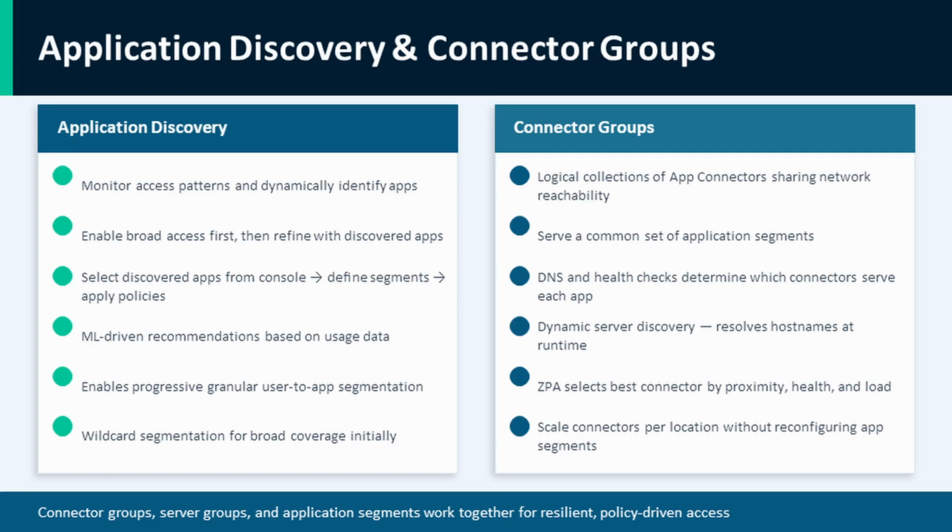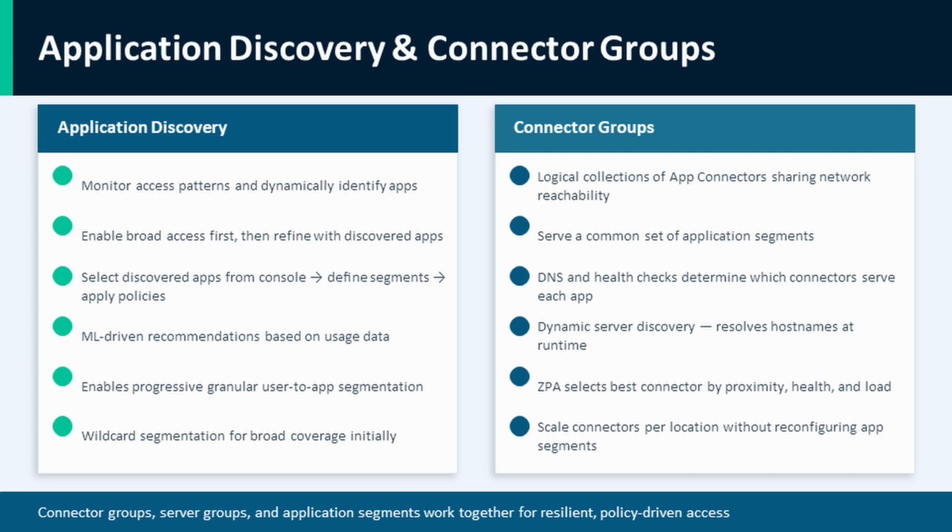This slide covers 2 powerful capabilities: application discovery and connector group management. Starting with application discovery, ZPA can monitor access patterns and dynamically identify applications as they're used. Zscaler recommends enabling broad access initially, using wildcards, and then progressively refining policies using the discovered applications. You can select discovered apps directly from the admin console, define precise application segments, and apply policies. And the platform uses machine learning to suggest refined policies based on real usage data. This approach lets you improve your security posture over time without disrupting access.